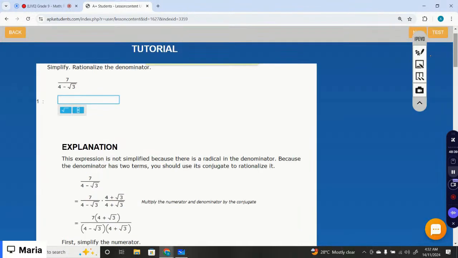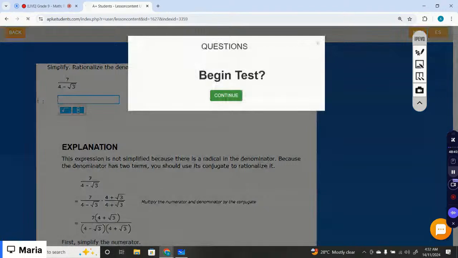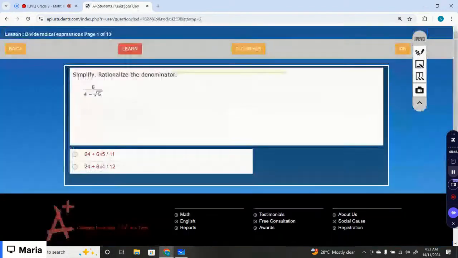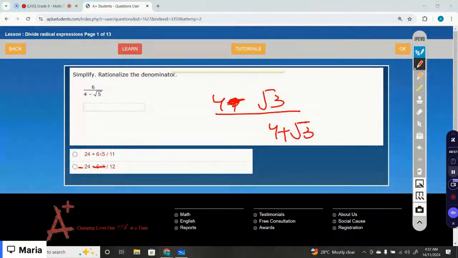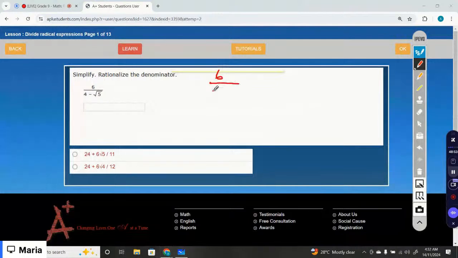Let's just start with the test questions. 6 divided by 4 minus square root 5. So you have to rationalize this. Rationalize, that is 6 divided by 4 minus square root 5, multiply it by the conjugate, that is 4 plus square root 5.